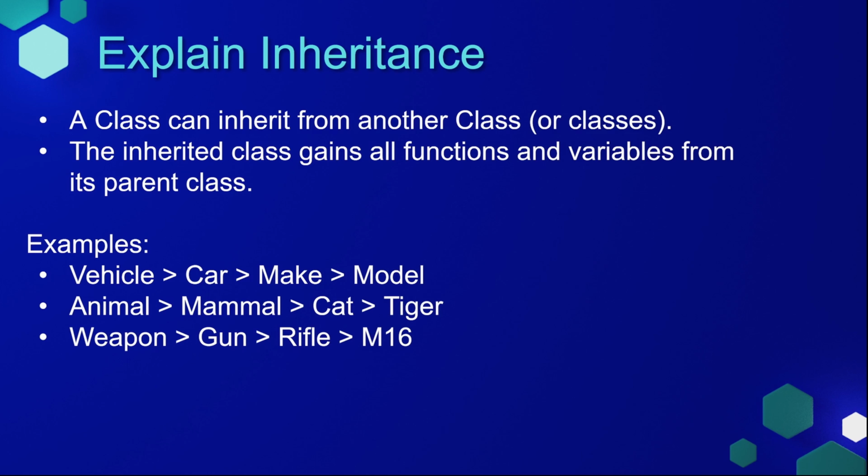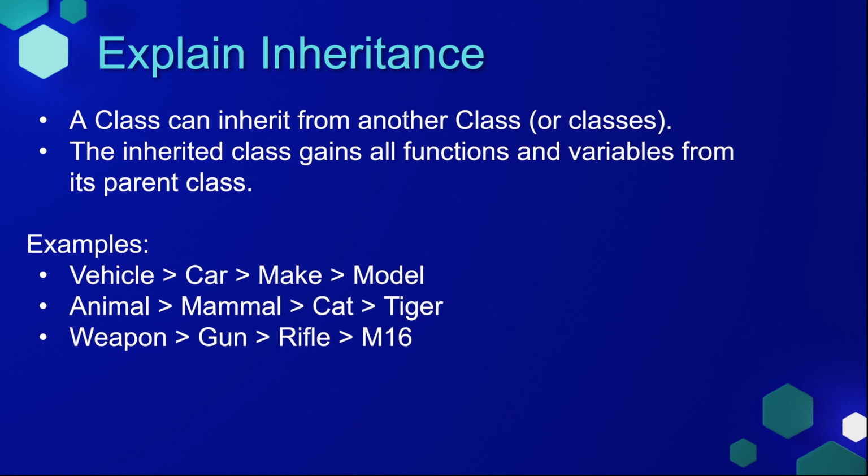So each vehicle manufacturer has its own make, and then the model inherits from that. Another example would be all mammals are animals, and then cat inherits from mammal, and then tiger inherits from cat. Now, a tiger and a lion both inherit from cat, but an elephant wouldn't inherit from cat. It would inherit from its own parent.